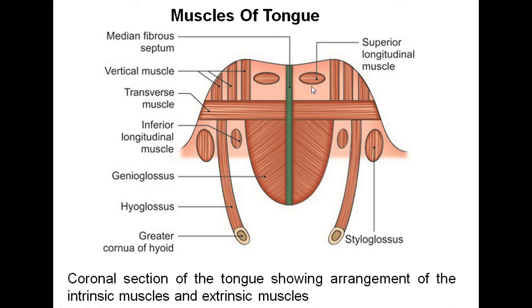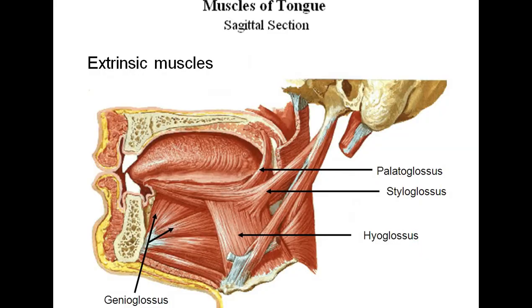The extrinsic muscles are palatoglossus, styloglossus, hyoglossus, and the genioglossus.